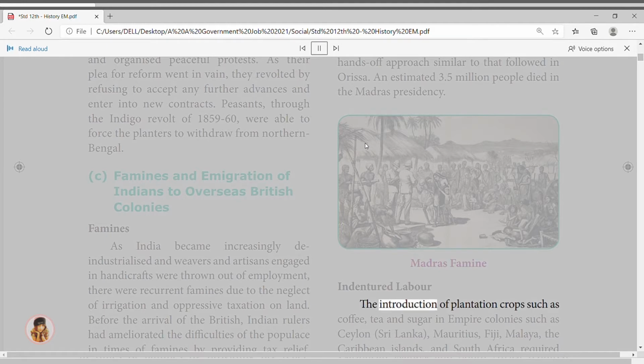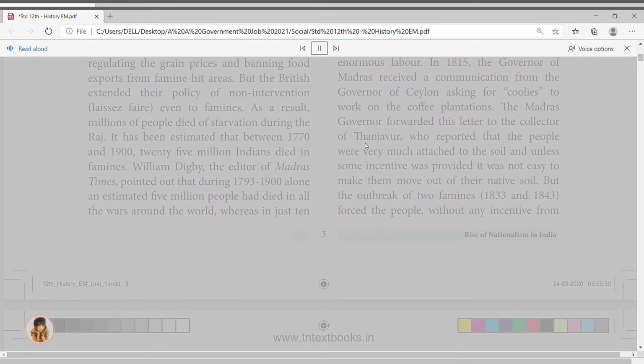Indentured labor. The introduction of plantation crops such as coffee, tea, and sugar in empire colonies such as Ceylon, Sri Lanka, Mauritius, Fiji, Malaya, the Caribbean islands, and South Africa required enormous labor. In 1815, the governor of Madras received a communication from the governor of Ceylon asking for coolies to work on the coffee plantations. The Madras governor forwarded this letter to the collector of Tanjavur, who reported that the people were very much attached to the soil, and unless some incentive was provided it was not easy to make them move out of their native soil.